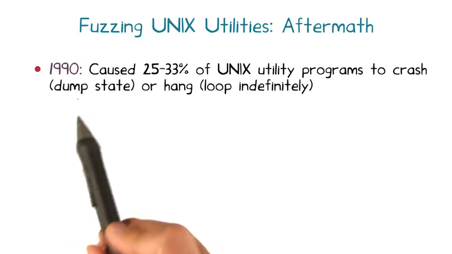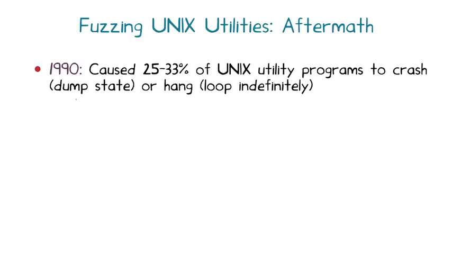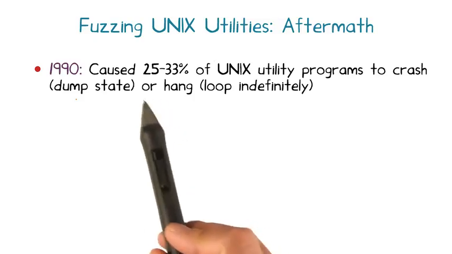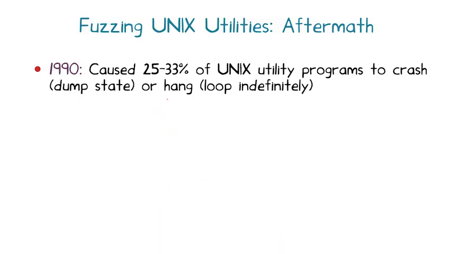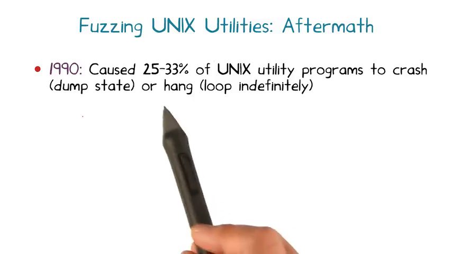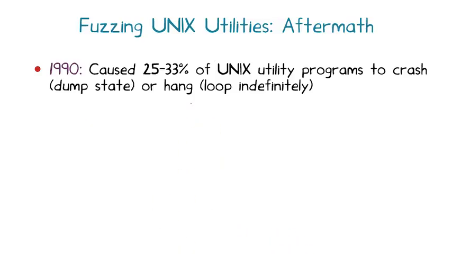In the 1990 study, a total of 88 utility programs were tested on 7 different versions of Unix, with most utility programs being tested on each of the 7 systems. 2 kinds of errors were discovered in 25 to 33% of the tested programs: crashes, which dump state, commonly called core dumps in Unix lingo, and hangs, which involve looping indefinitely. These errors were reported to the developers of the programs.